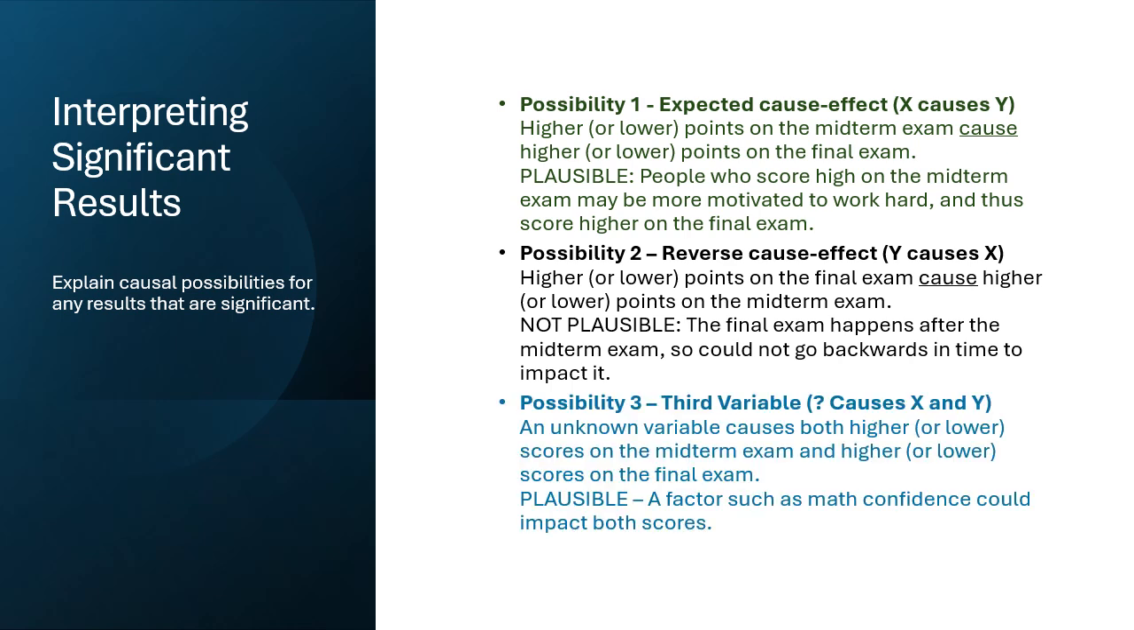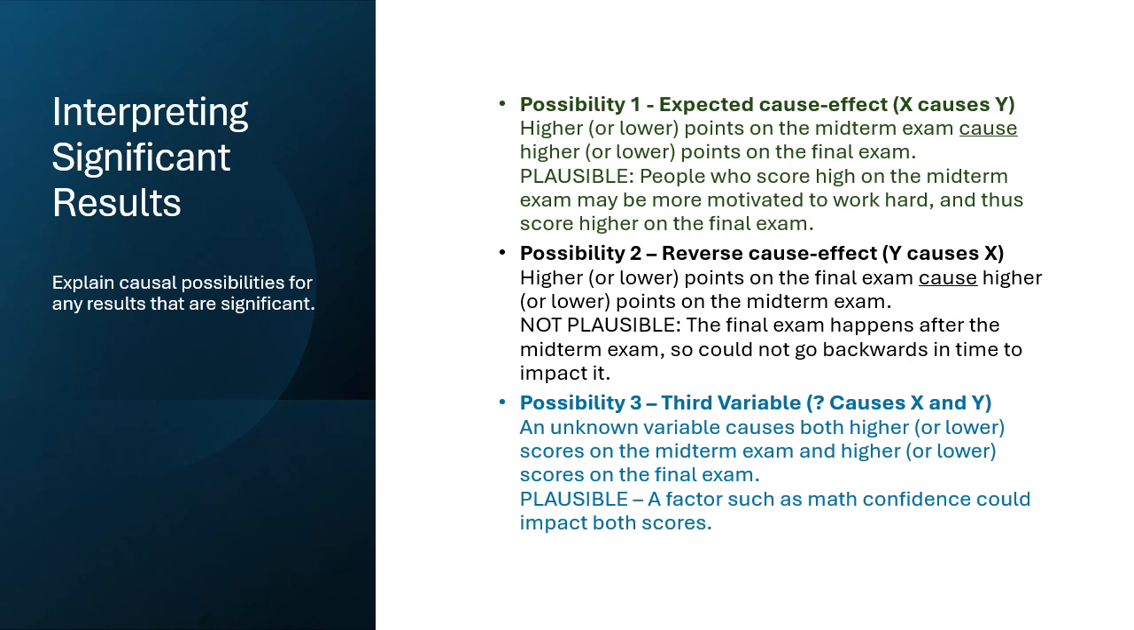Possibility 3 is that a third variable, an unknown variable, causes both X and Y. And in this case, it would be an unknown variable that causes both higher or lower scores on the midterm exam and higher or lower scores on the final exam. So one factor that systematically causes both of these. And I'd say this is definitely plausible. And of course, I would have to name such a factor, and a factor like math confidence could impact both scores, like people who are more confident would have higher scores on the midterm and higher scores on the final, and the reverse is true as well.